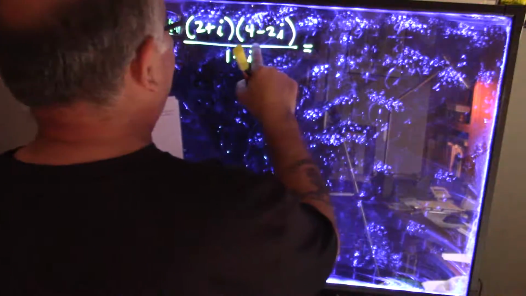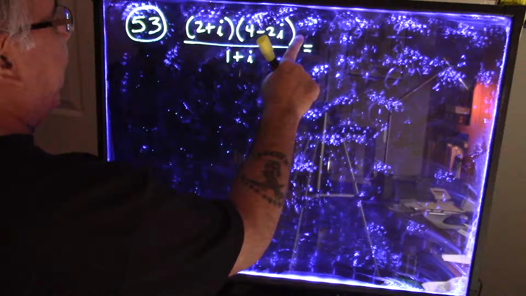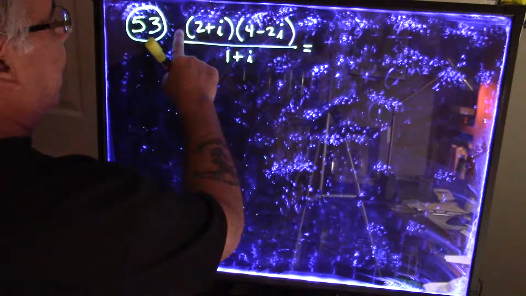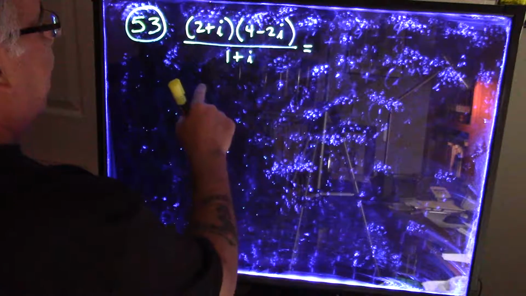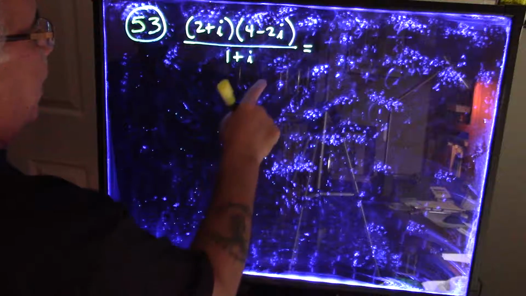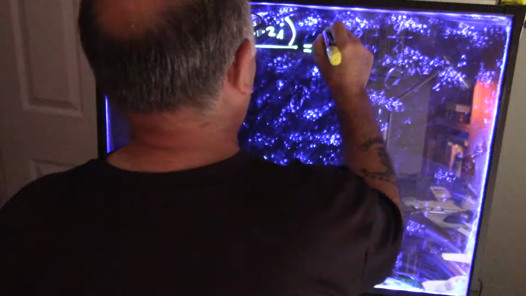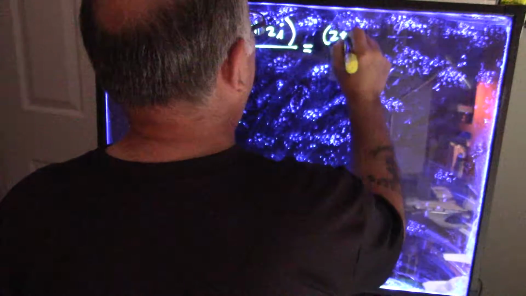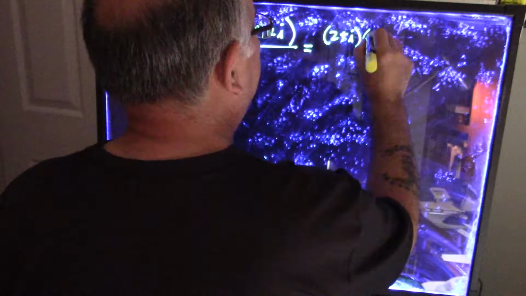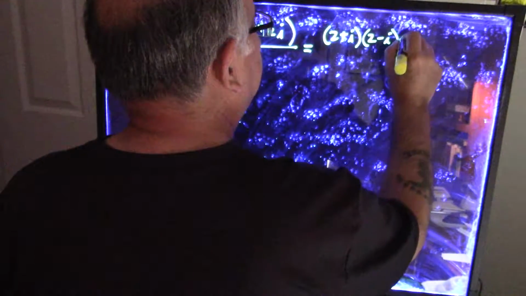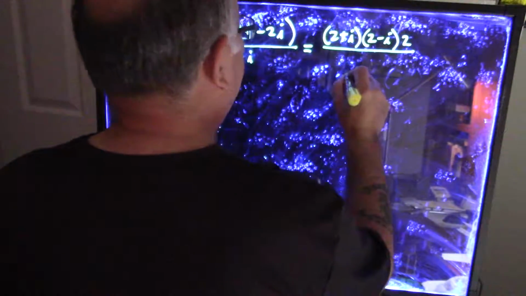So I'm going to factor a 2 out of these two and put it off to the side here. I could put it in front, I could put it in the middle, I could put it at the end, because of commutativity of multiplication. But I'm going to put it at the end. So I've got a 2 plus i, factoring the 2 out, you get a 2 minus i, and then there's the 2 I factored out, all over 1 plus i.